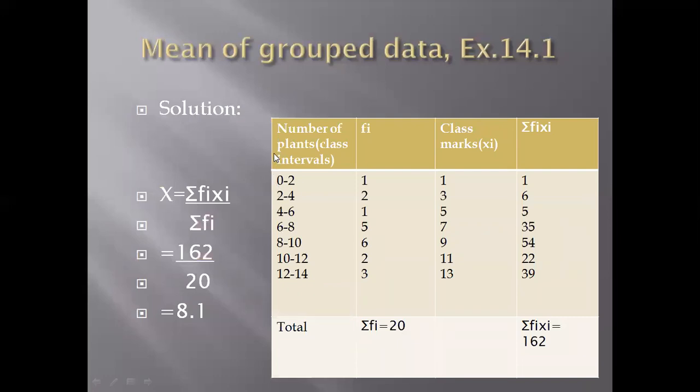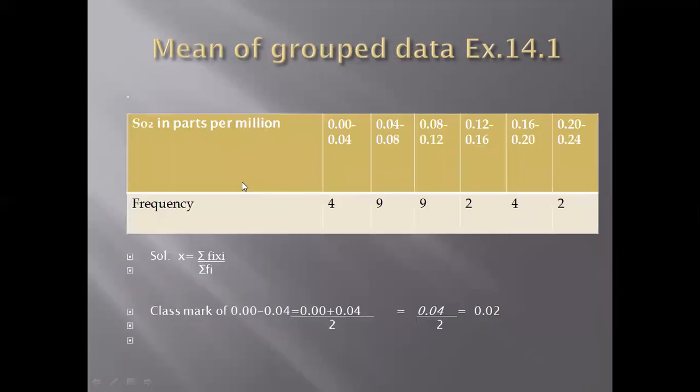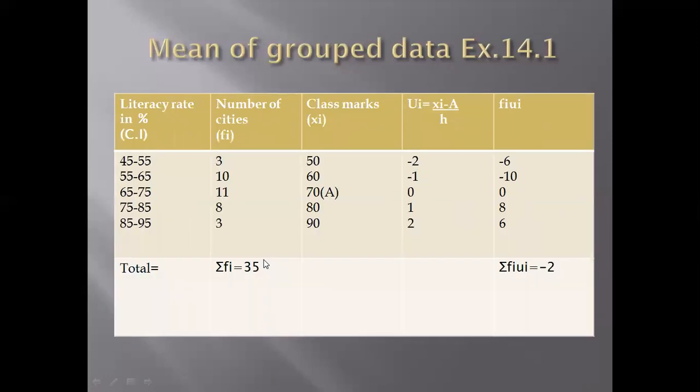Children, the previous two slides are the earlier class slides which are joined, so please don't take those. You see, this is the third one, that is 45 to 55. Then there are 5 columns: class intervals, number of cities, class marks, Ui is equal to xi minus a by h, and the last column is fi ui. Class intervals, then frequencies, and then class marks.